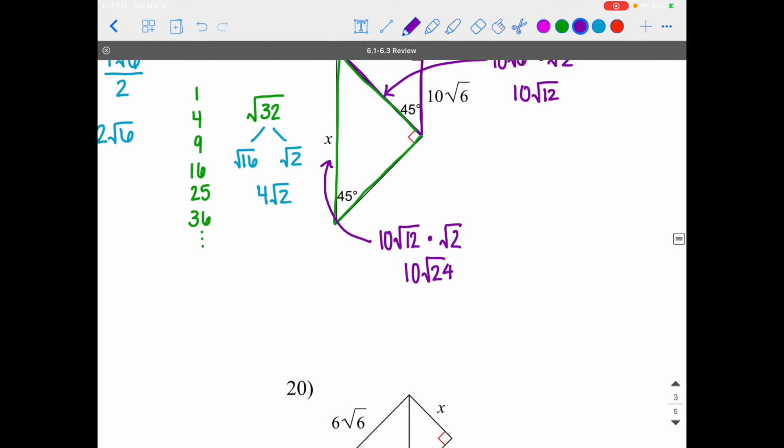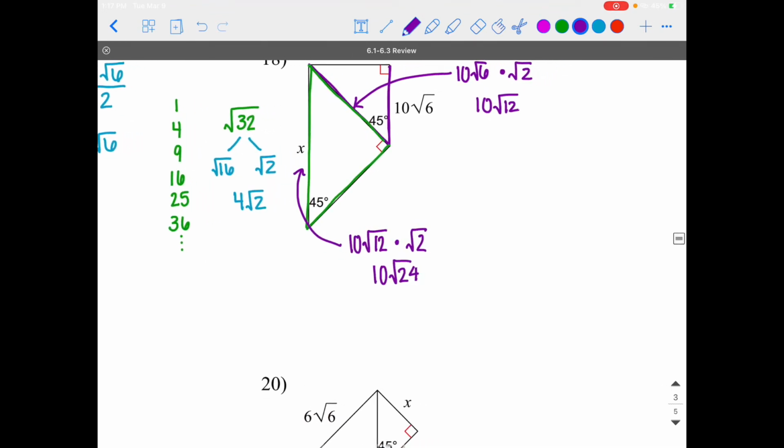Now is where we simplify. So just like we did with the 32, we're going to simplify square root of 24. We want to find the biggest perfect square that will divide evenly into 24. So it looks like the only one is going to be 4. No other perfect square goes evenly into 24.